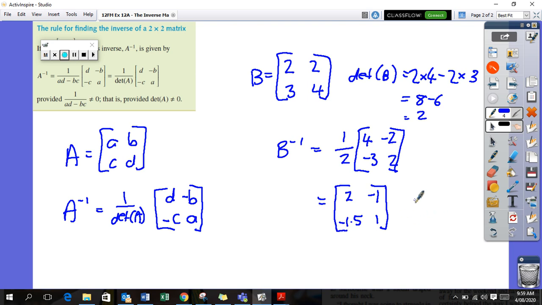Okay, so that's the rule for finding the inverse of a 2 by 2 matrix. If you need to copy any of that down, once again just pause and copy it.